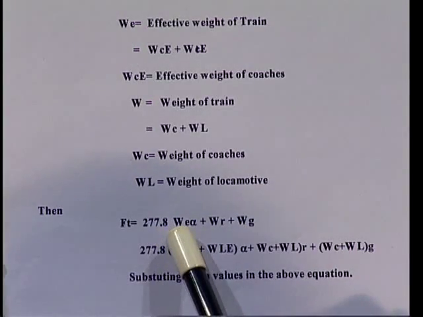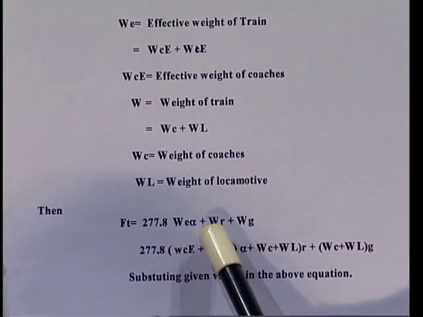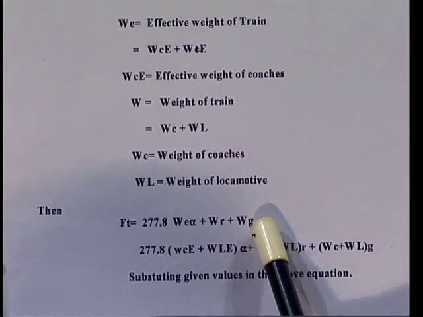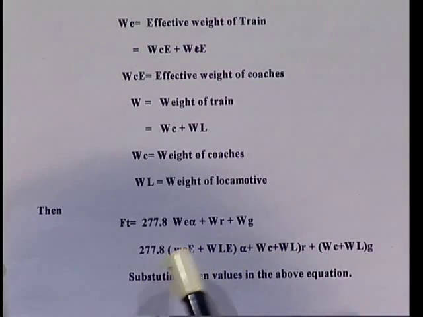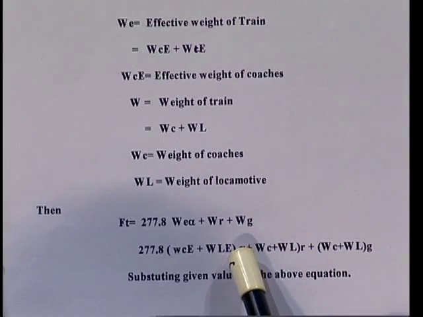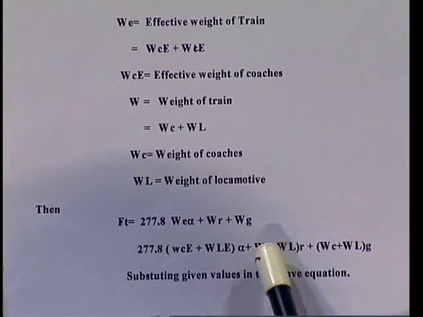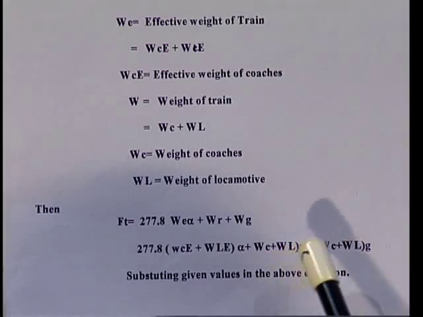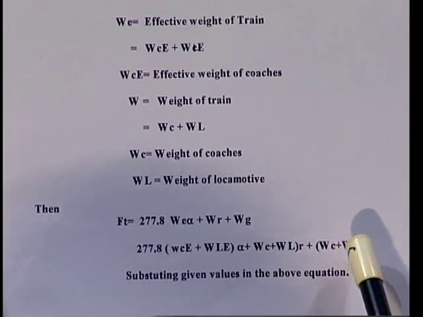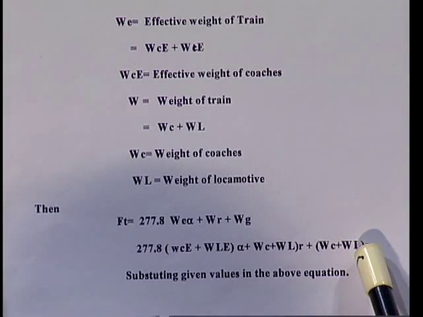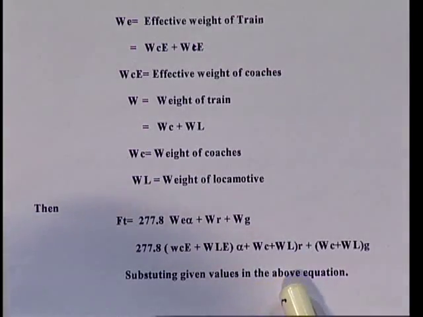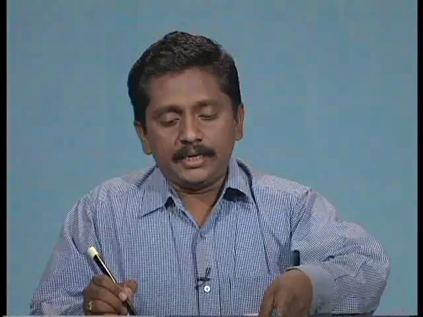F of T is equal to 277.8 W E alpha plus W R plus W G. That is 277.8 into W C E plus W L E into alpha plus W C plus W L into R plus W C plus W L into G. Substituting the given data values in the above equation, let us see next.